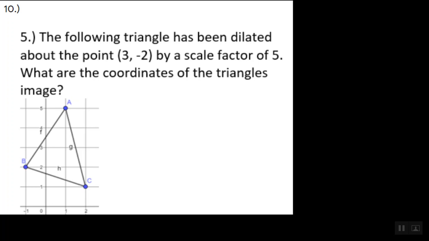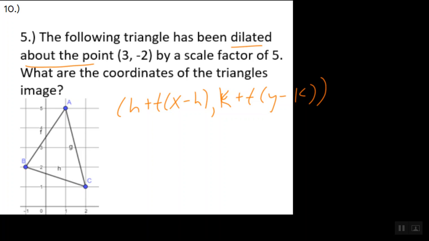So recall, whenever we're dilating about a point, we want to use this formula. The formula is h plus t parentheses x minus h close parentheses comma, k plus t parentheses y minus k close parentheses. And from there, how do we label each one of these things? So it's dilated about the point 3 comma negative 2. That means that that point is your h comma k, or your center of dilation.